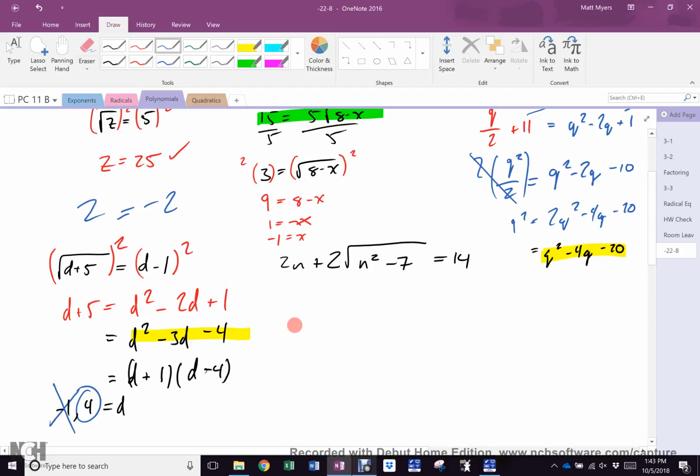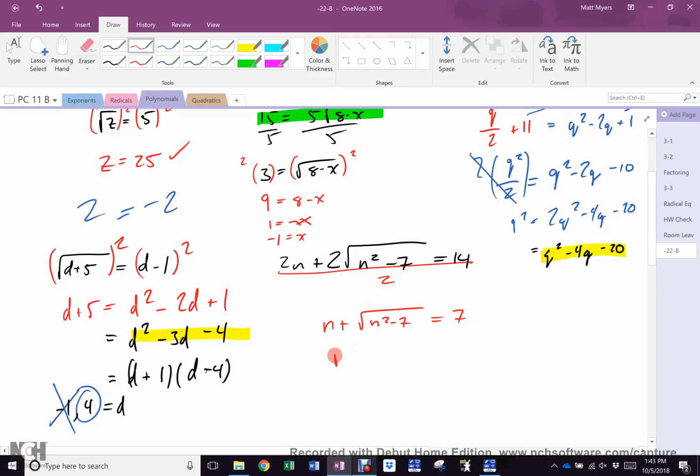What's going on here? What don't I like about that? I don't like all those numbers. So I'm going to get rid of them. How do I go about getting rid of 2, 2, and 14? Oh, I wouldn't even do that first. I would divide first to make it easier. N plus root n squared minus 7 equals 7. Now what would you do?